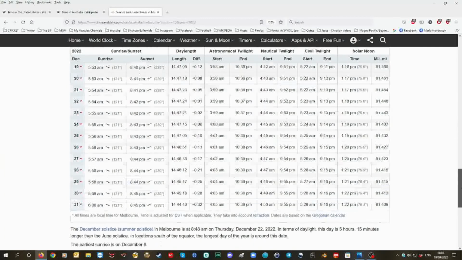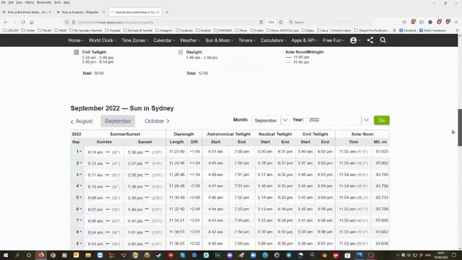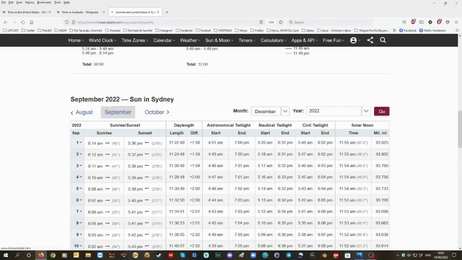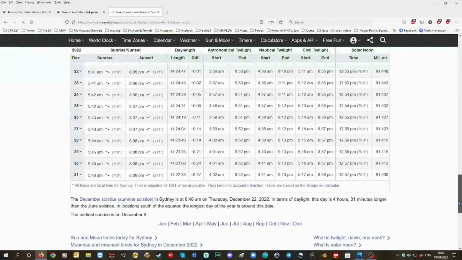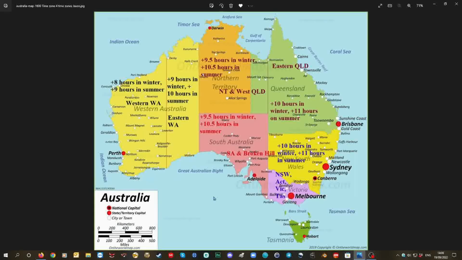And we'll have a look at Sydney again in December, and that's where I'll end my video. See, there's a difference. So almost 10 past 8 at night, Australian Eastern Daylight Saving Time on the 31st of December is the sunset. See, it's much better. Australia needs daylight saving in spring and summer, and then in the autumn and winter, standard time, and four time zones instead of three. Thank you.